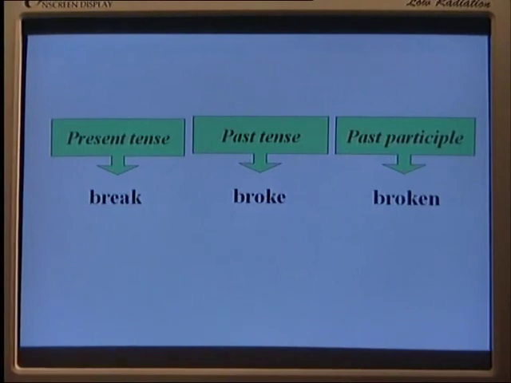Okay. So when the action is over, we use past tense. So the past form of break is broke. So, what has happened to the thing? To say that, we use past participle: the chalk is broken.